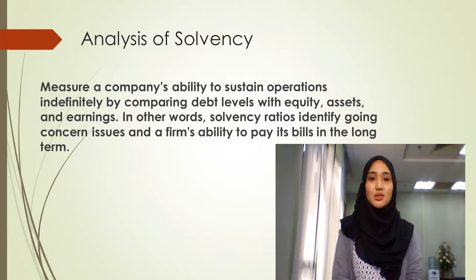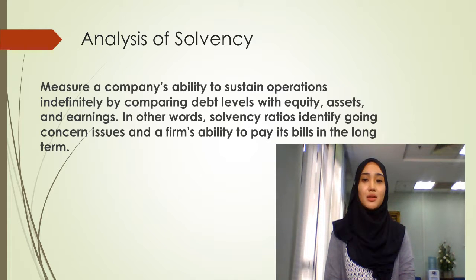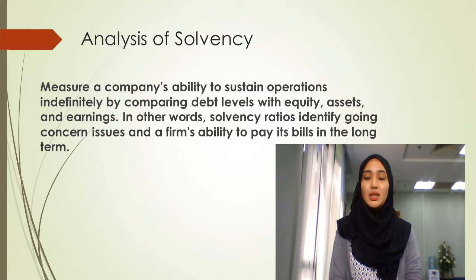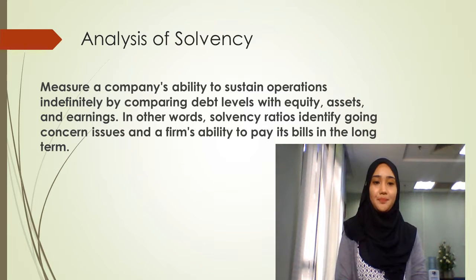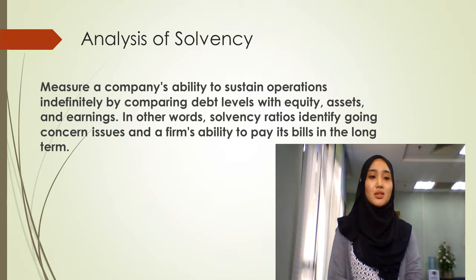Solvency ratio analysis is to measure a company's ability to sustain operations indefinitely by comparing debt levels with equity, assets and earnings. In other words, solvency ratios identify going concern issues and a firm's ability to pay its bills in the long term. We have analyzed two ratios from solvency analysis. Firstly is the debt ratio and followed by the interest coverage ratio.